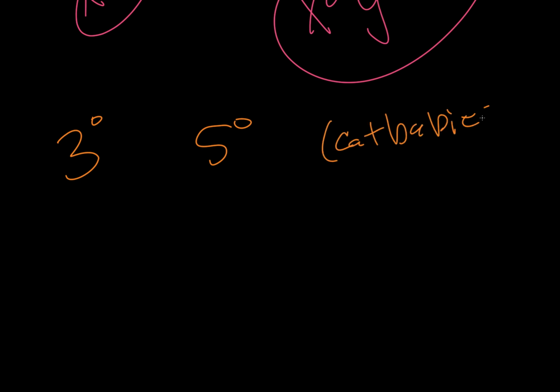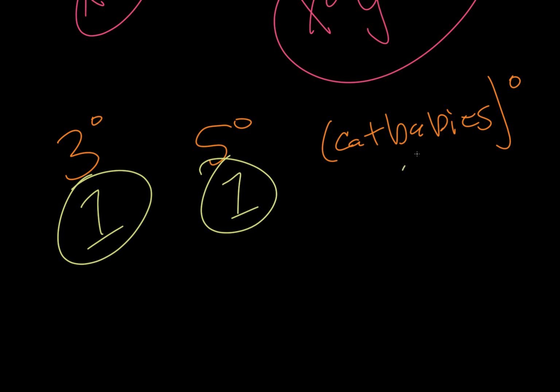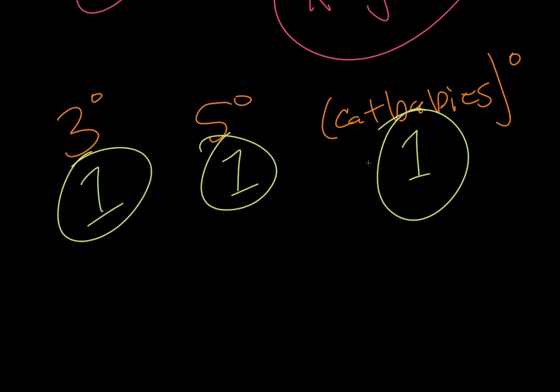And we'll keep moving on. So we have 3 to the 0, 5 to the 0, and cat babies raised to the 0. Now the rule we're using is anything raised to the 0 is 1. So that means that that's 1, that's 1, and that's also 1. So it doesn't matter what it is. Anything that's raised to the 0 is 1.